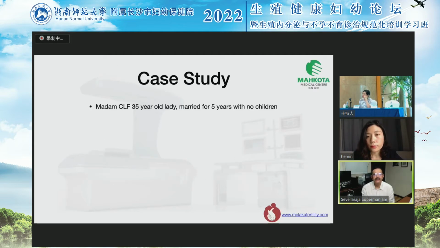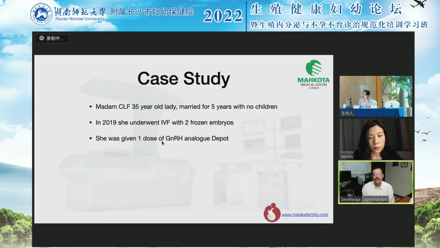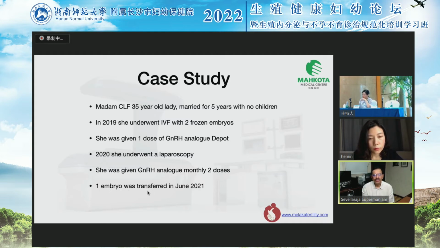Okay, I'll give you an example of this patient. She's a 35-year-old lady. She has been married for 5 years with no children. She underwent IVF in 2019 and had 2 frozen embryos. She was given 1 dose of GnRH analog, depot, which is a 3-month dose, and then she underwent a laparoscopy in 2020. She was given another GnRH analog monthly for 2 doses, and she had 1 embryo transferred in June 2021. Unfortunately, she did not get pregnant.